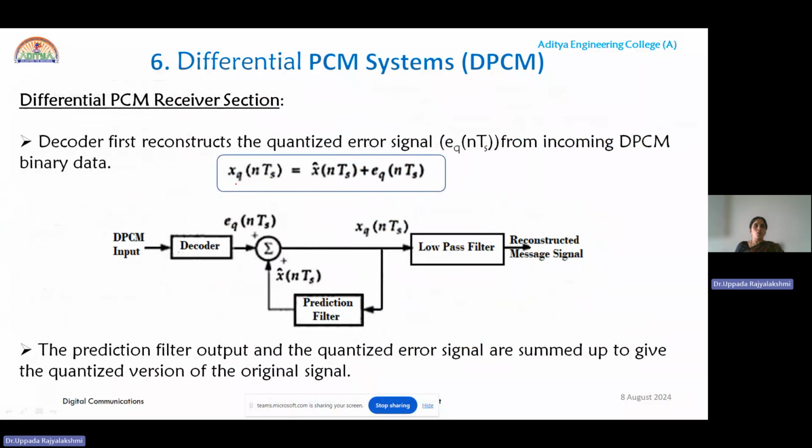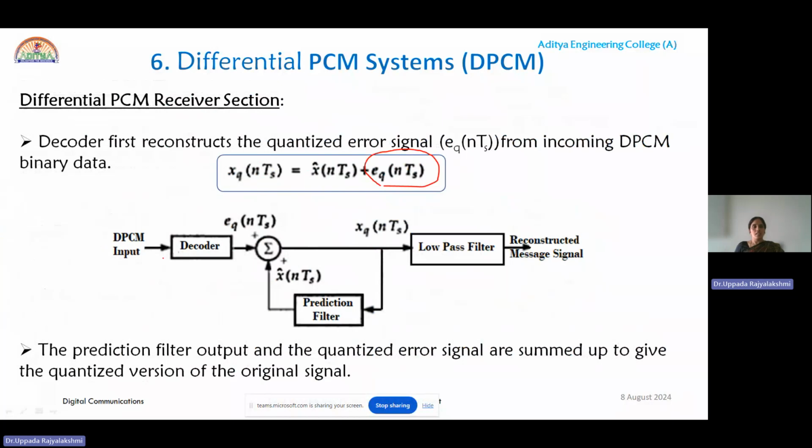Now coming to the DPCM receiver section, here we have considered equation 3, which represents the quantized sample as the sum of the past sample x cap of nTs, or predicted signal, and the quantization error output of the quantizer. So the same equation is taken here. By using this you can produce xq of nTs.